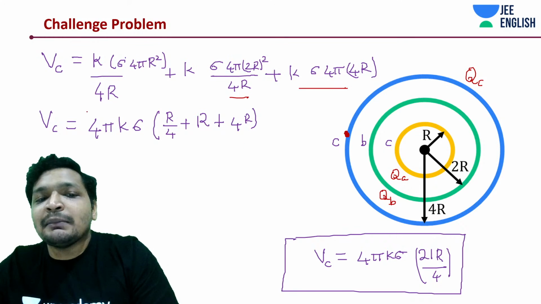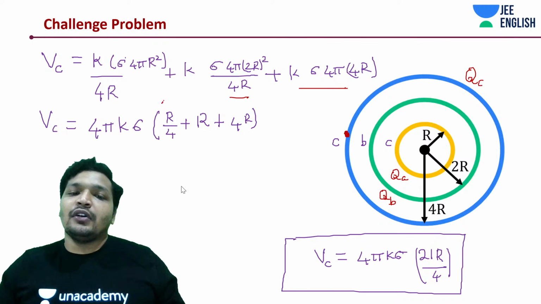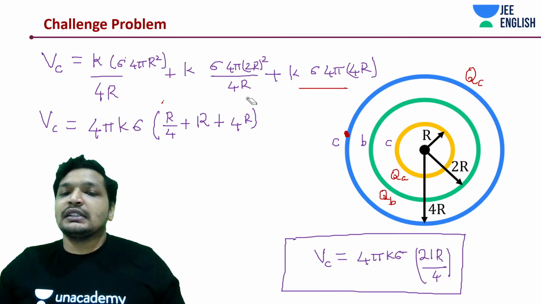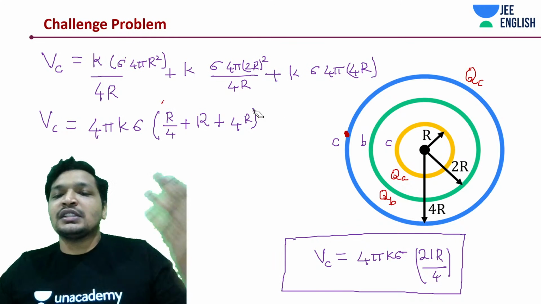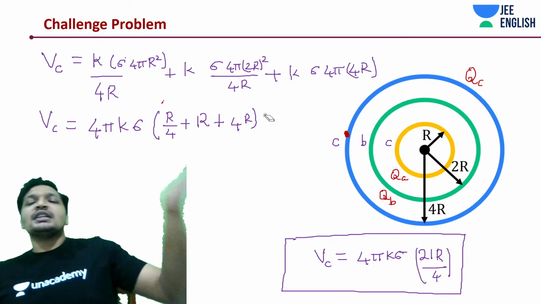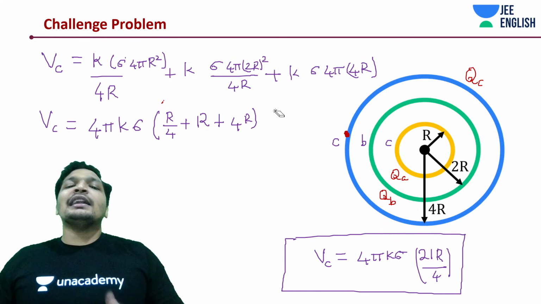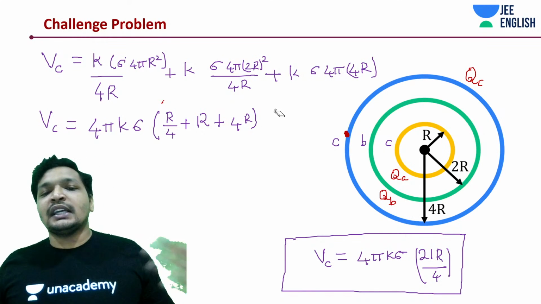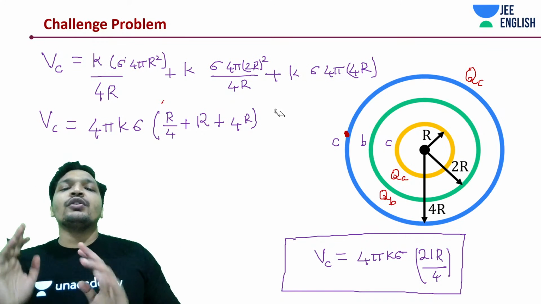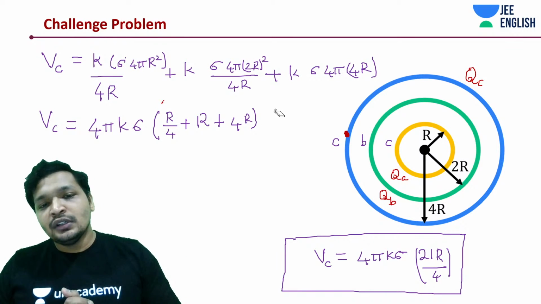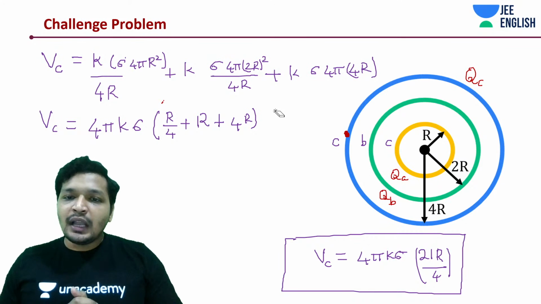Potential is a scalar quantity. You would add them up. Superposition of potential. That is it. You find potential due to one charge, you find potential due to another charge, add it up. Unless they are of opposite signs, unlike charges, they would not get subtracted. Okay, I believe this is clear.